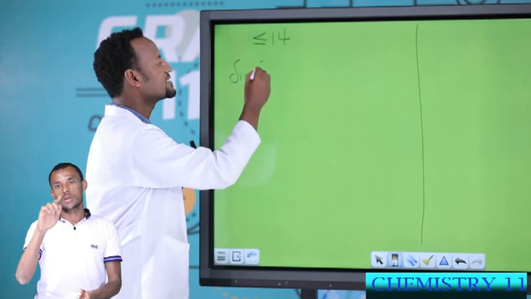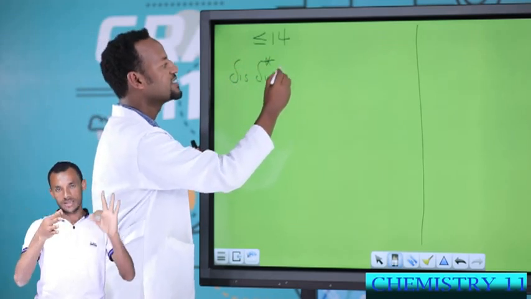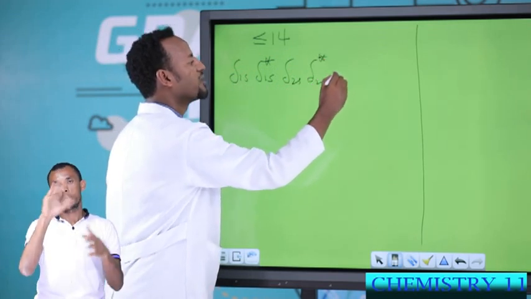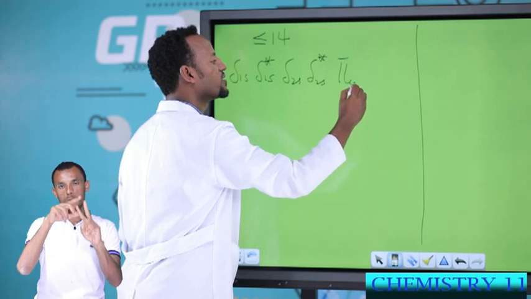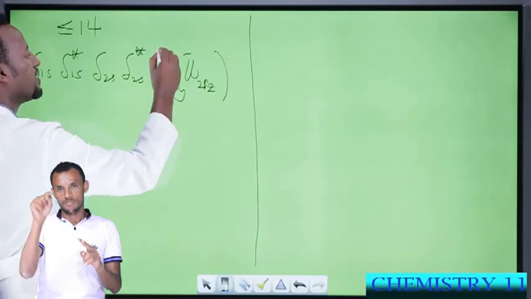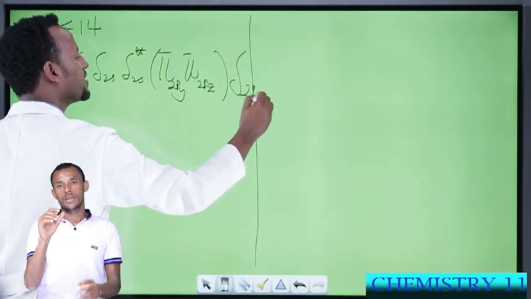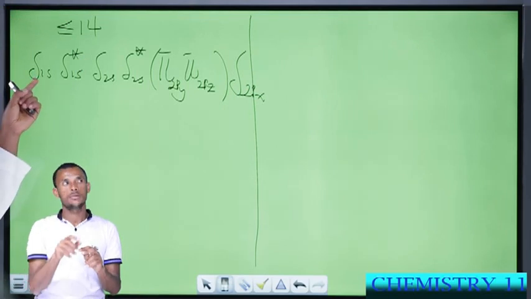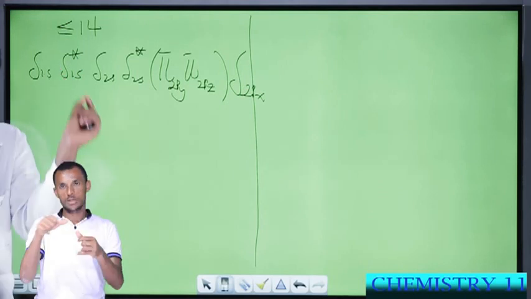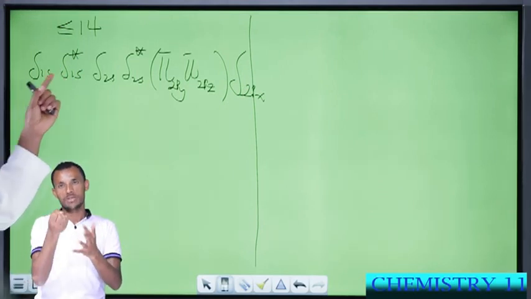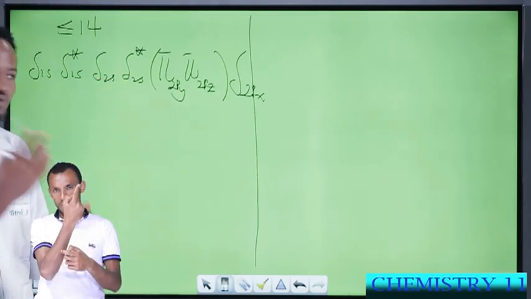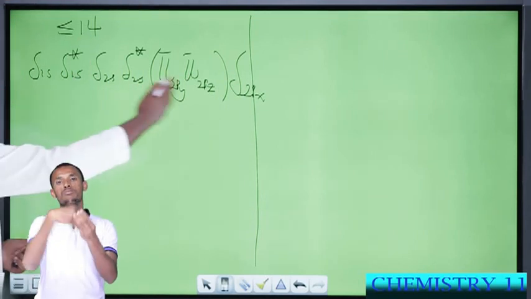The order is sigma 1s, sigma star 1s, sigma 2s, sigma star 2s, pi 2py, pi 2pz, and sigma 2px. These are molecular orbitals, along with the antibonding molecular orbitals. Each molecular orbital contains a maximum of 2 electrons. Therefore, 1, 2, 3, 4, 5, 6, 7, each containing 2. Up to 40 electrons, this order is possible.